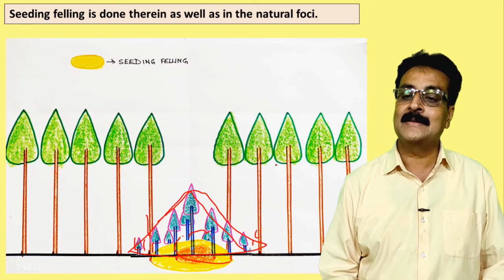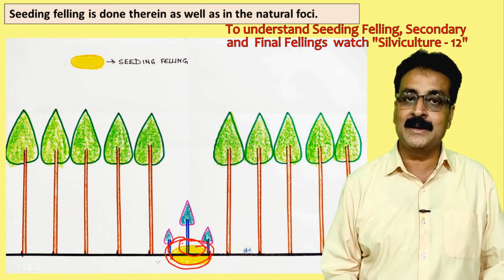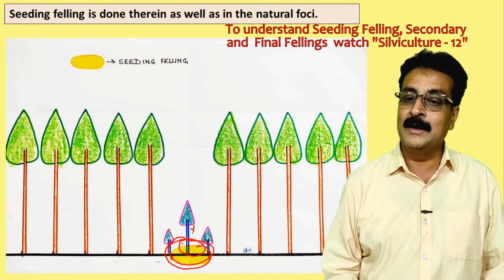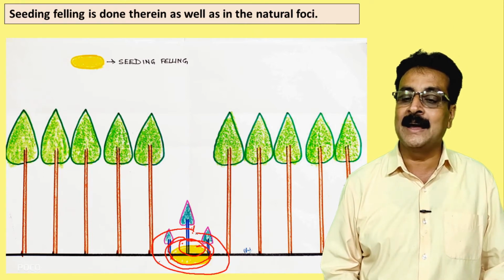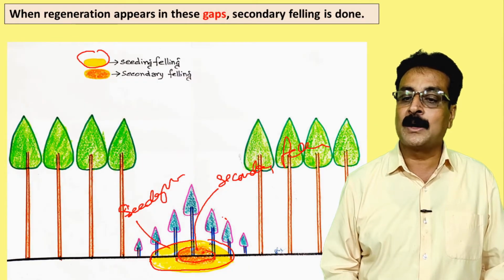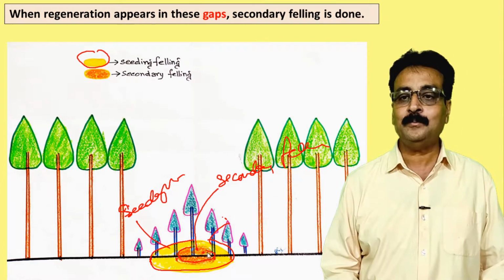Okay, let's understand it back. This is the seeding felling. When we have achieved seeding felling here, and seedlings are coming up nicely and growing up into saplings, we will centrifugally enlarge that area. We'll do the outer ring, again seeding felling. The inner one where we did seeding felling earlier, we'll go for secondary felling.